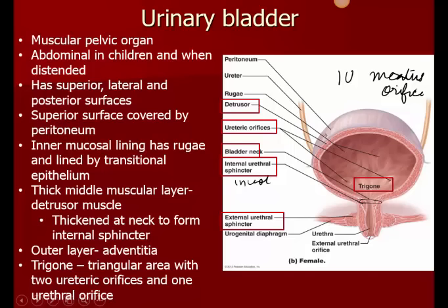The lining, as I said, is transitional. There is a very thick middle layer of smooth muscle, and in the bladder it has a special name. The bladder muscle is called detrusor, and it is this detrusor which is thickened up here to form that involuntary sphincter. The outermost layer is connective tissue, except on the top where it is covered by peritoneum. Up here is the peritoneum covering it, but on the sides and posteriorly there's no peritoneum present.